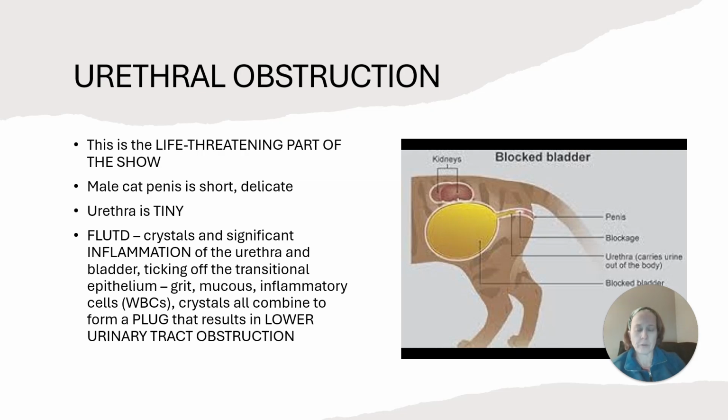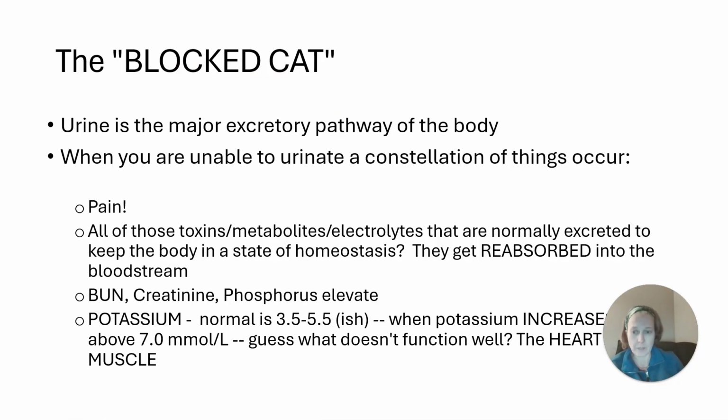So here we go. Let's talk about urinary tract obstruction, because this is the life-threatening part of this disease. The male cat penis is super short and super delicate, and its urethra is teeny, teeny, tiny. Hopefully you had an opportunity to look at our male cats in lab and how small that penis is, and imagine the tiny little tube that's running in the middle of that. That becomes blocked with crystals and inflammation, and you get a gigantic bladder, and that bladder wall and its transitional epithelium will resorb the things that the urinary tract is normally getting rid of, in particular that potassium.